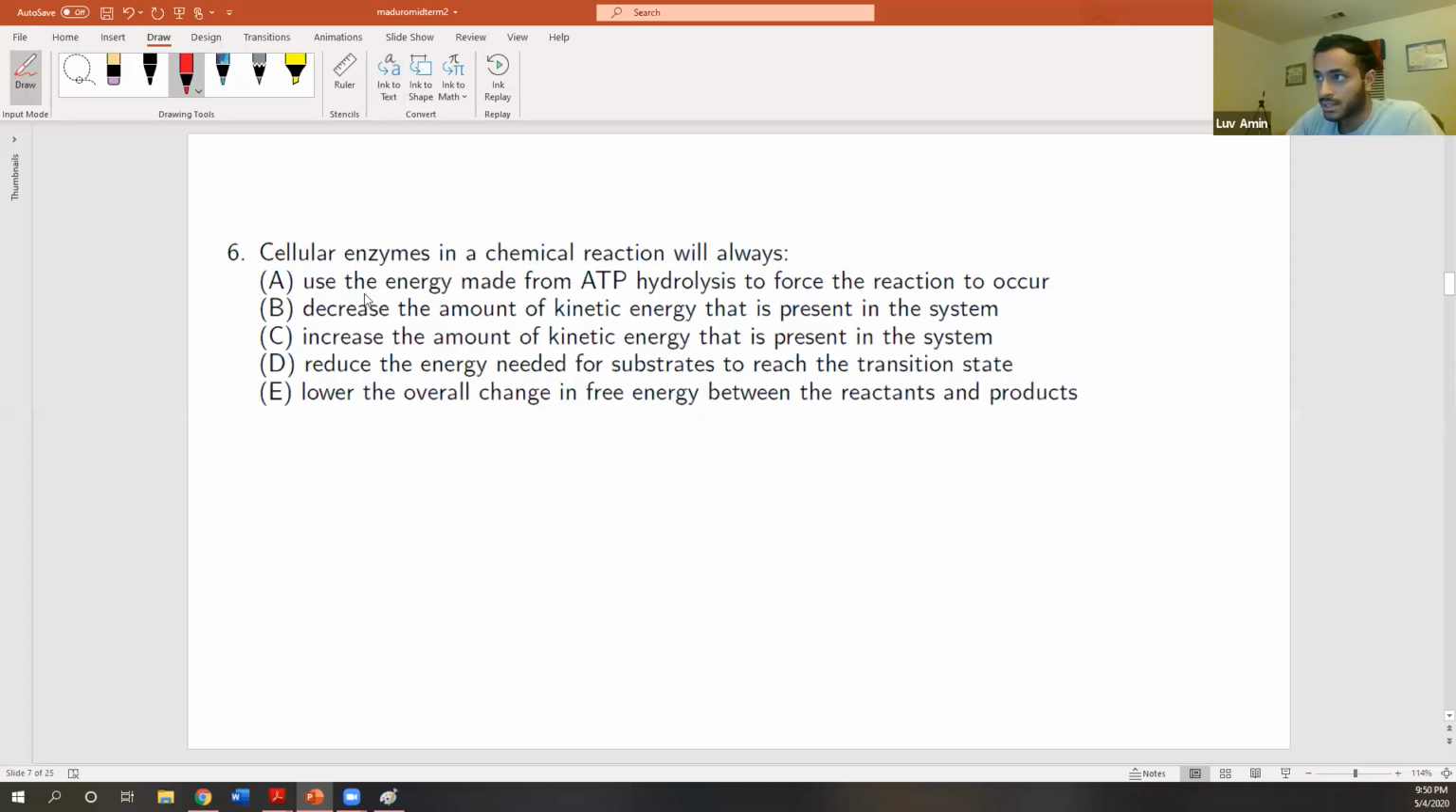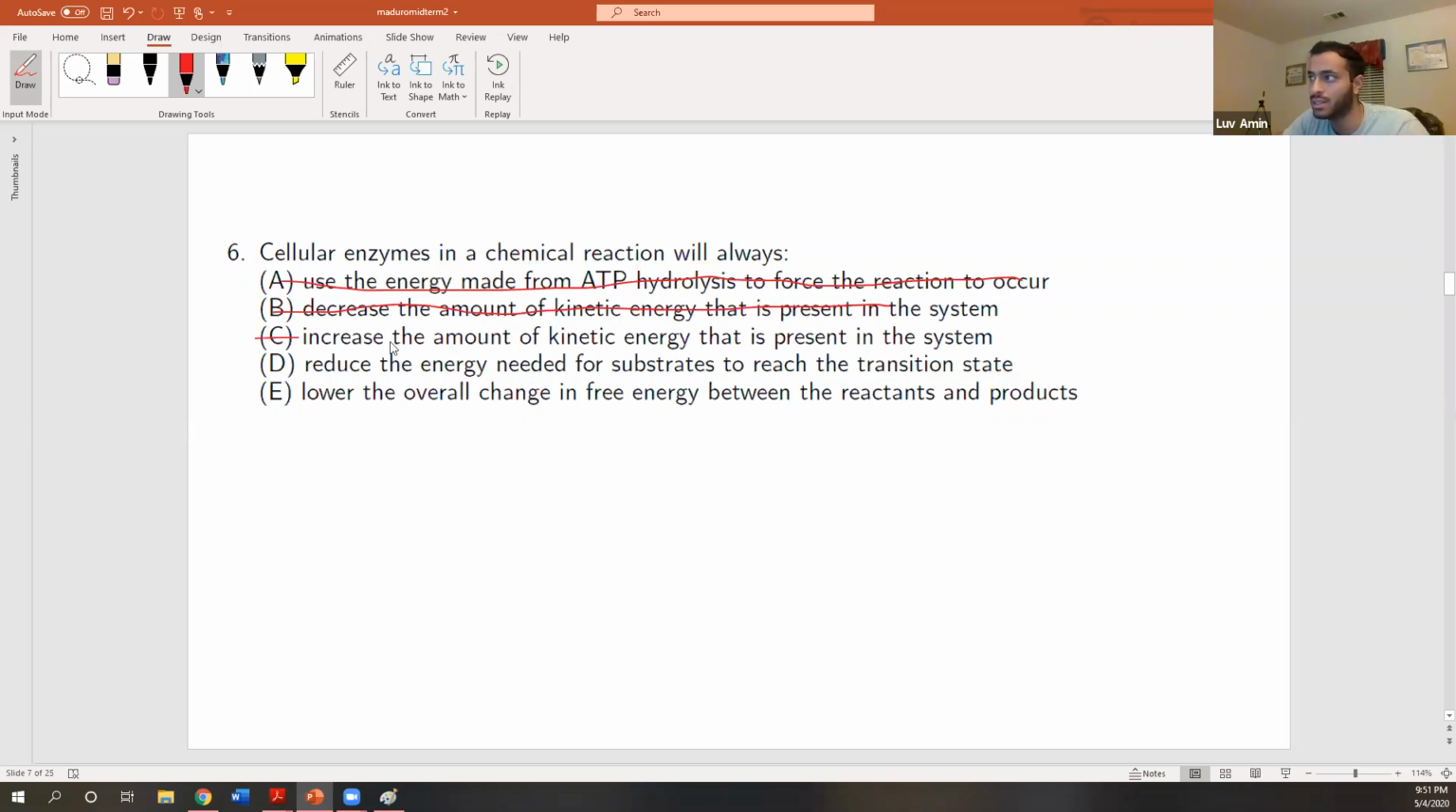So 6 is asking us about cellular enzymes in chemical reaction. So let's look at the answer choices. A is saying use energy made from ATP hydrolysis to force the reaction to occur. That's not really the case all the time. It's too much of a specific enzyme. So I don't think A would be a right answer in this case. B, decrease the amount of kinetic energy that's present in the system. Cellular enzymes don't really have much to do with the kinetic energy. They're more of the activation energy, right? So B doesn't really make sense.